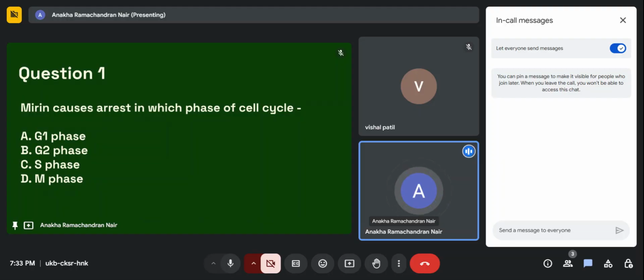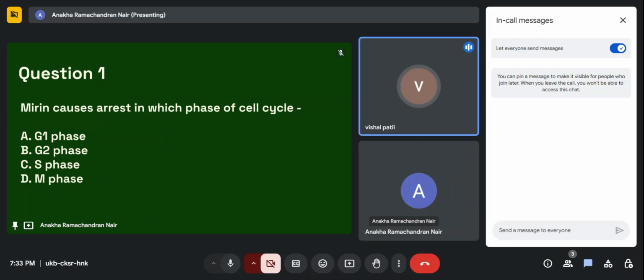So the first question is: mirin causes arrest in which phase of the cell cycle? There are four options given to you: G1 phase, G2 phase, S phase, and M phase. So M phase. M phase, all right.